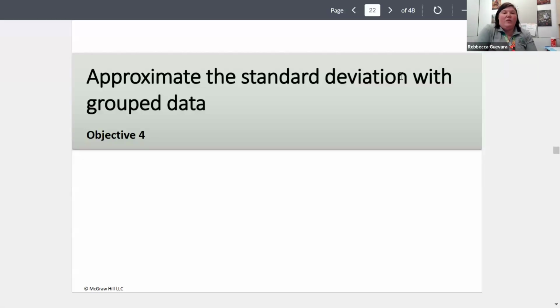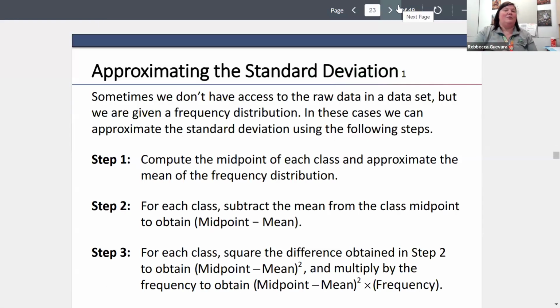Okay. So just like we had to figure out how to approximate means when we have grouped data, we can do the same thing with standard deviations. Sometimes we don't have access to raw data, like we said before, and we're just given the frequency distribution. In this case, if we want to approximate a standard deviation, the first thing we're going to do is compute a midpoint for each class and approximate the mean of the frequency distribution.